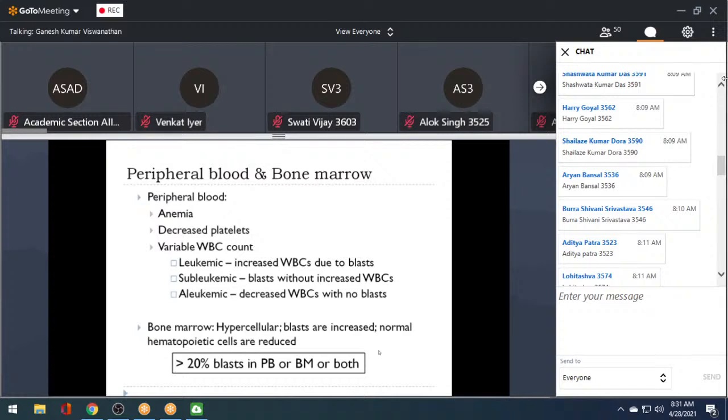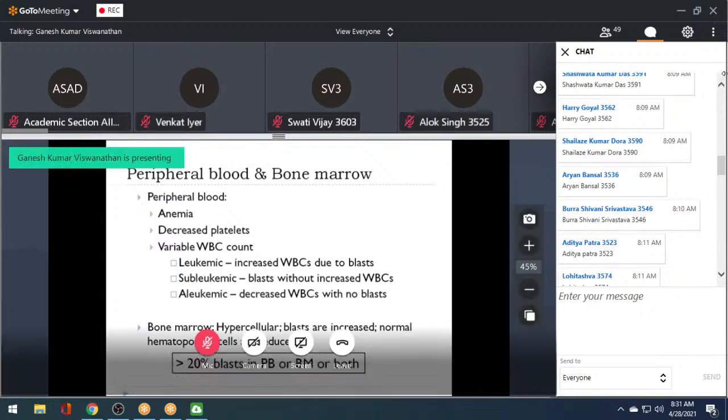Yeah, so we're talking about the peripheral blood count. One is anemia and thrombocytopenia. Second is the WBC count. The WBC count can be high. When the blasts proliferate, they can spill over to the peripheral blood, resulting in increased WBC count. In that case, we will see a lot of blasts in the peripheral blood. So this is called a leukemic presentation.